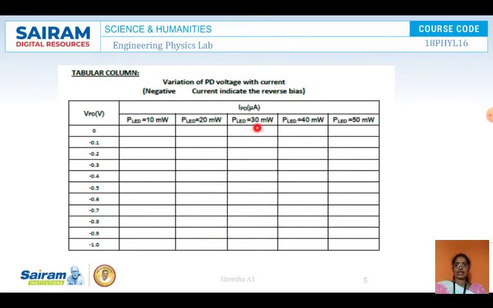Similarly, next make the PLED 30 milliwatts. Increase the voltage in steps of 0.1 and note down the corresponding current in microamps. Similarly, you have to do it for 40 milliwatts and 50 milliwatts. And a graph is plotted between the two.